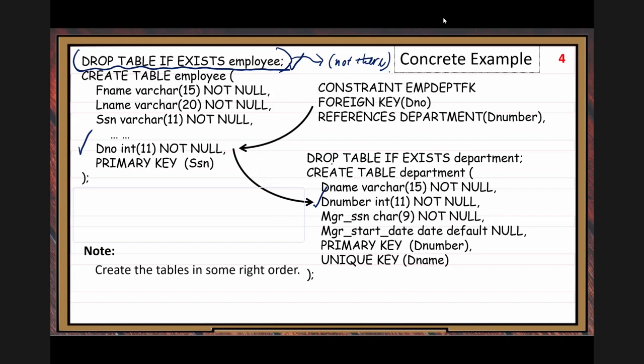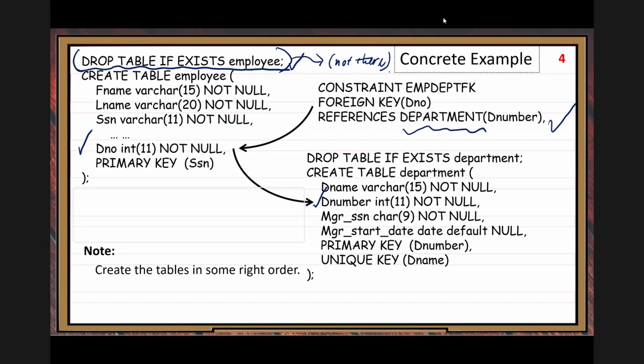All right. So note, when you want to run these commands in a DBMS, there is a condition. Be careful, because if you do not pay attention to the details, you may get an error, some problems when you run. So what's the condition? Create the tables in the right order. When you create the employee table and define the foreign key constraint, you refer to the department table, so the DBMS wants to make sure the department table already exists. You cannot refer to a non-existing table.